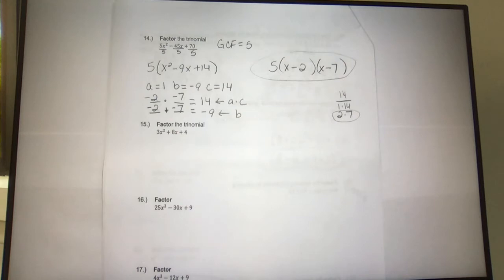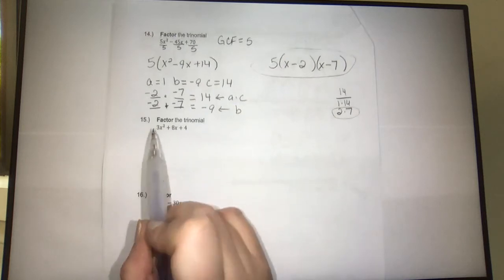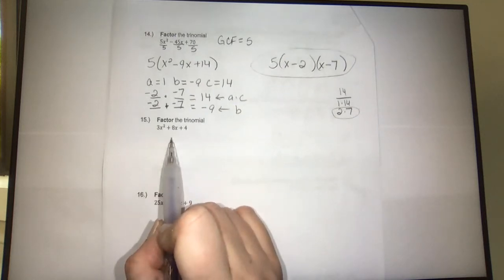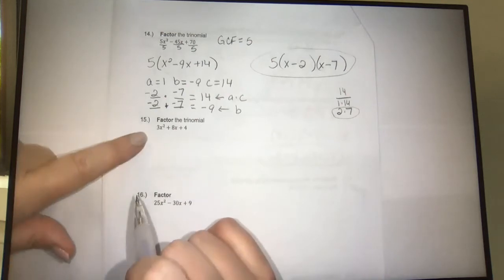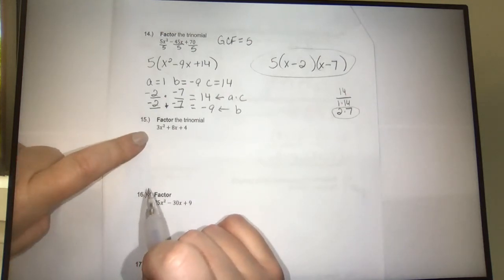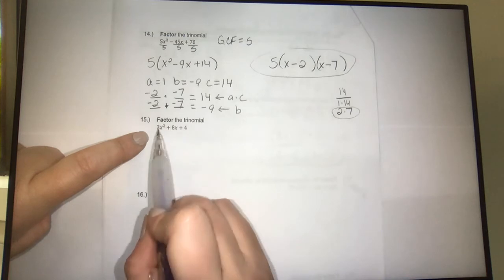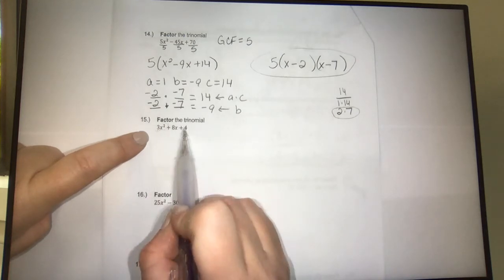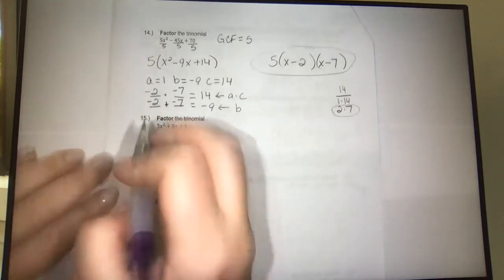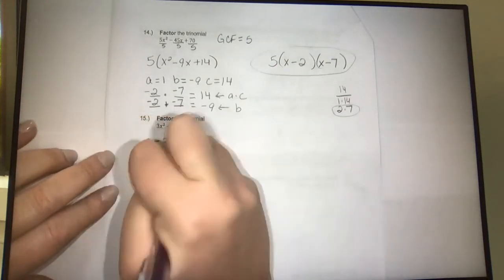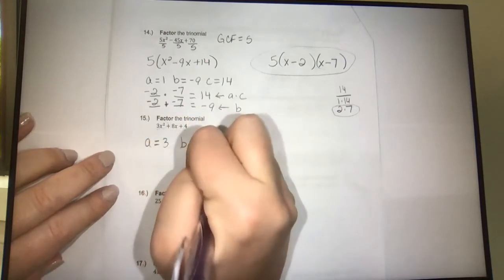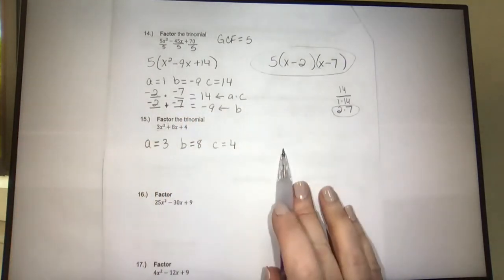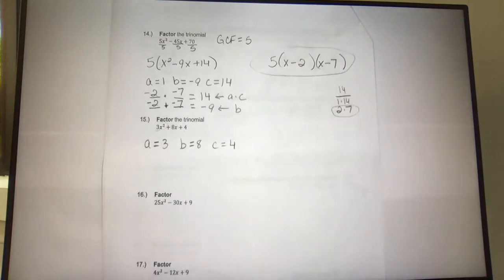Okay. All right, let's look at 15. Let's compare 14 and 15. First of all, is there a GCF on 15? No. Darn. Is this a PST? No, because 3x squared is not a perfect square. 4 is, but nothing I can do there. If I write my A, B, C, can I go ahead and put packets and throw letters in and go for it? No, because it's not a monic.